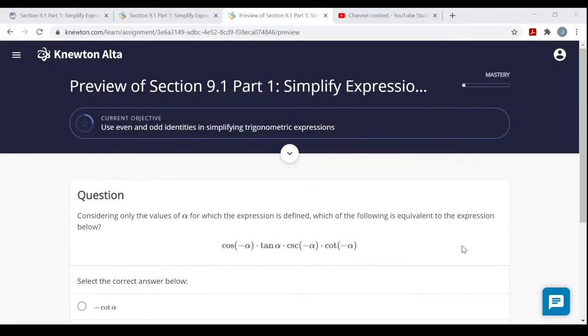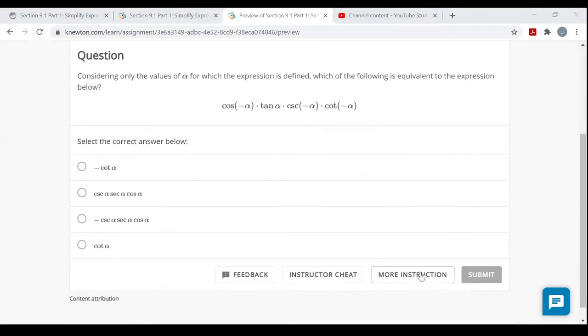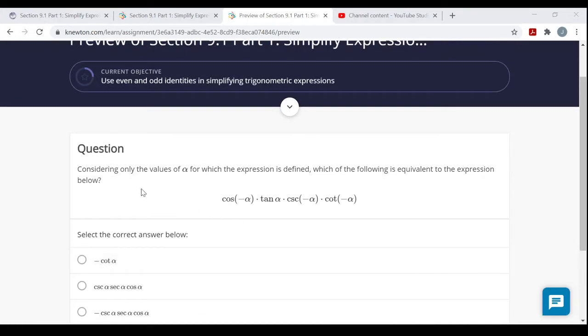All right. So again, if you're unfamiliar with the topic, please click on More Instruction. See the notes or the videos or examples they're giving you, and hopefully that helps. But I'm just going to go into it. Consider only the values of alpha for which the expression is defined. You don't want anything to be undefined. Which of the following is equivalent to the expression below?